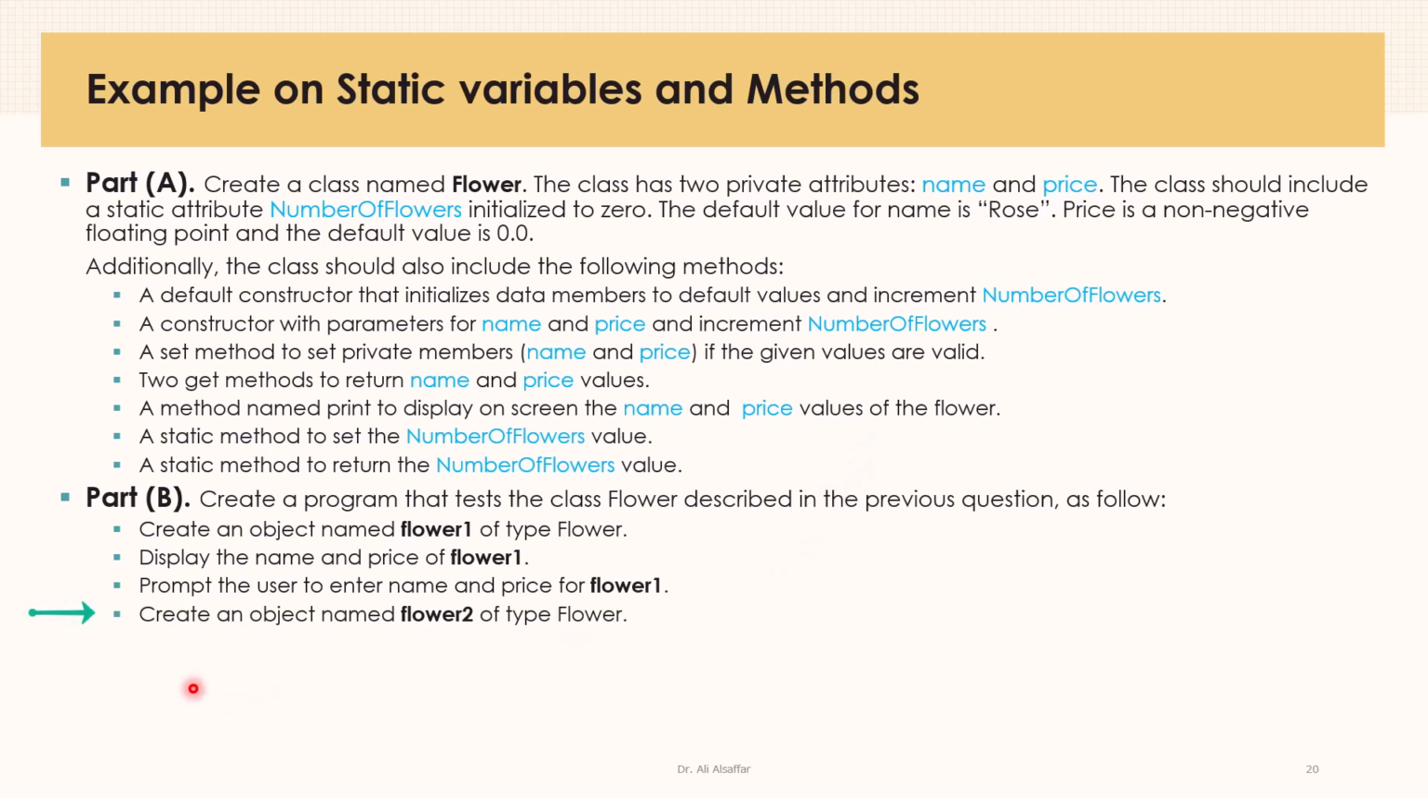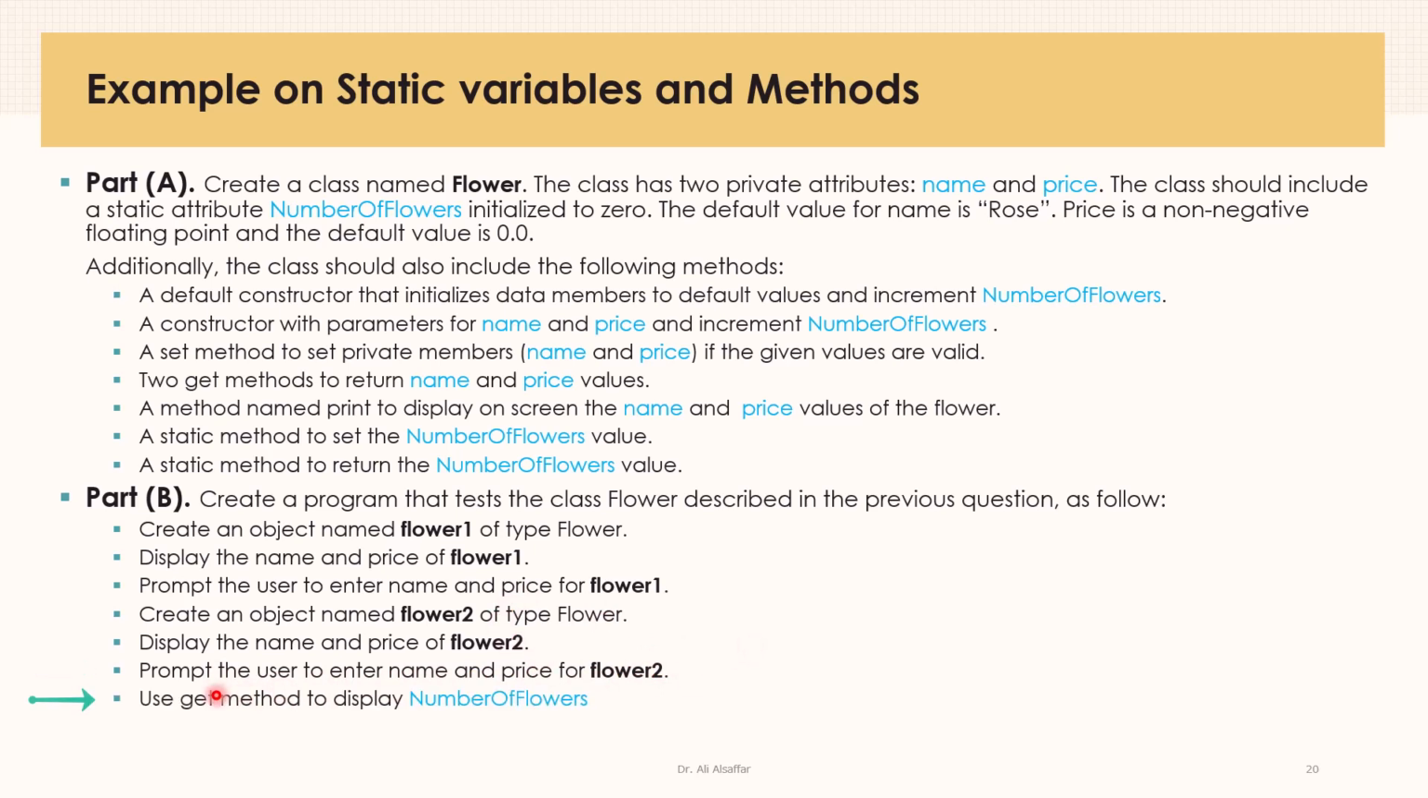Next, we need to create another object from this class called flower2, and at the same time we are going to display also the name and the price for flower2. And remember, the same as step number 1, we are going to call the default constructor. So again, for flower2, when we display its information, the name will be Rose and the default value will be 0. And again, we are going to prompt the user to enter a name and a price for flower2.